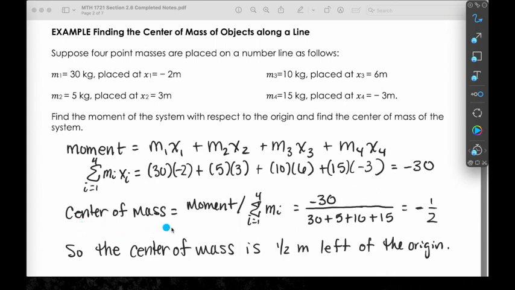Then to find the center of mass, you want to take that moment and divide it by the total of all the masses. So the sum of the m's, that's this, in the denominator, I added up 30, 5, 10, and 15. And when I did that arithmetic, I got -1/2, which tells us that the center of mass is 1/2 meters. These units are in meters, so we want to make sure we're consistent. And because this is negative, that means it's a 1/2 meter left of the center, or of the origin.